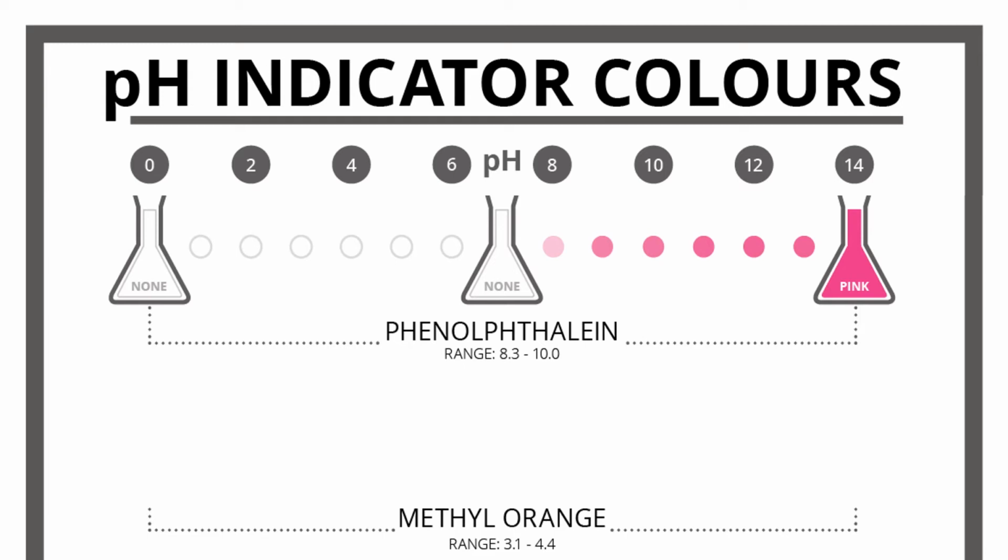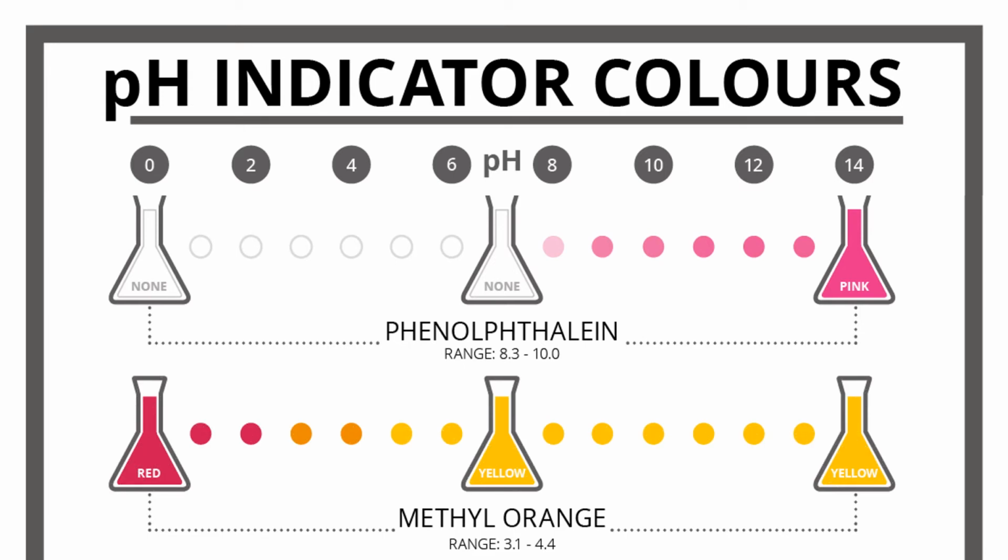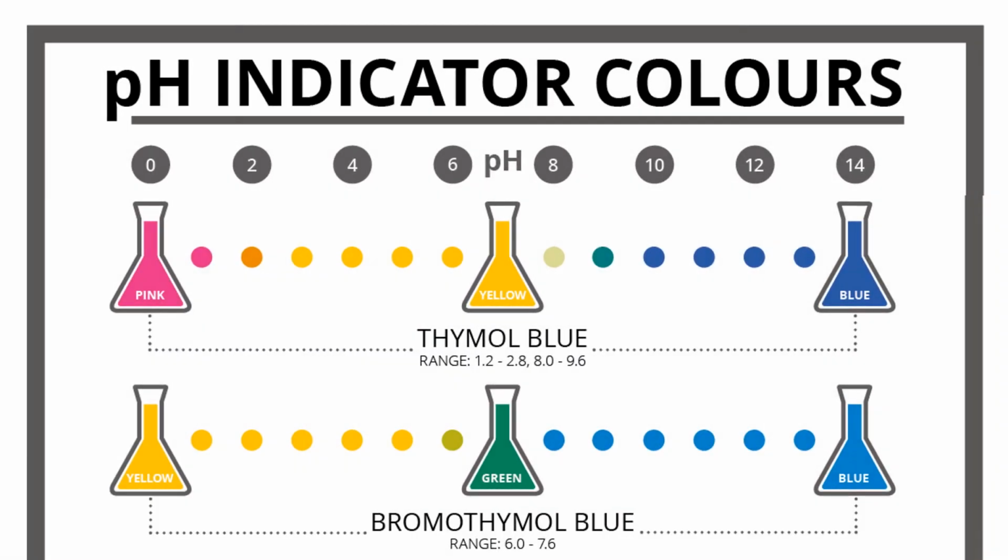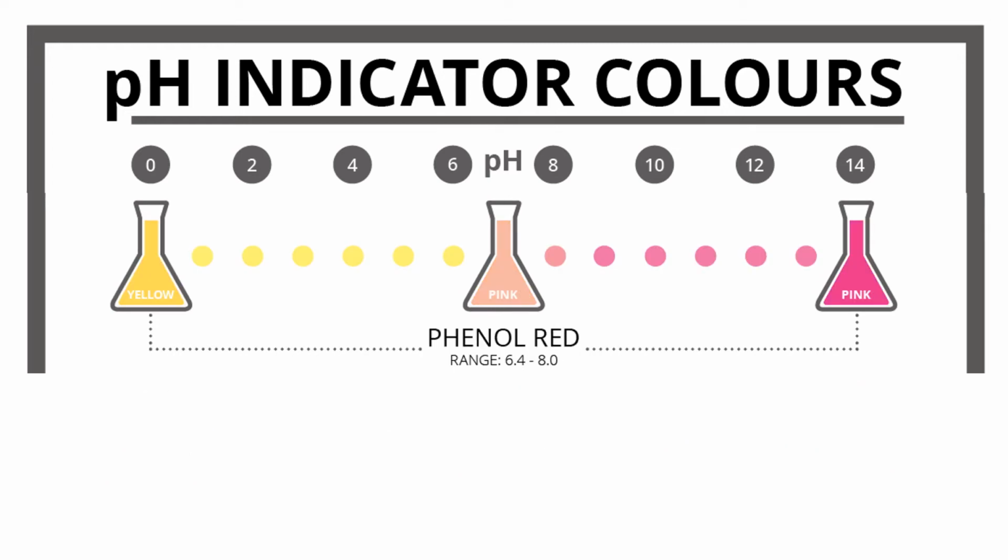The second one is methyl orange. The pH range is from 3.1 to 4.4 and the color changes from red to yellow. If you look at the pH range of methyl orange, it is only suitable for the strong acid weak base titration. Here are some other examples of common acid-base indicators: thymol blue, bromothymol blue, and phenol red.